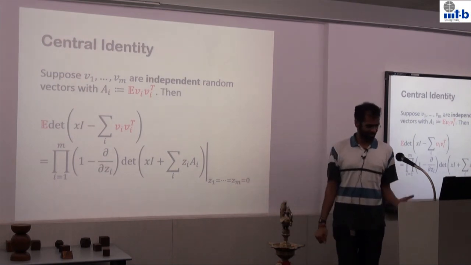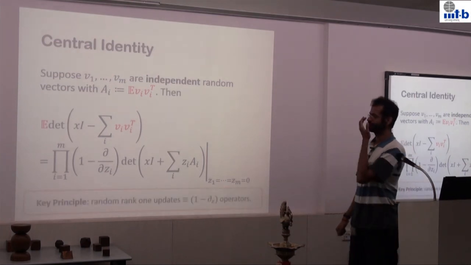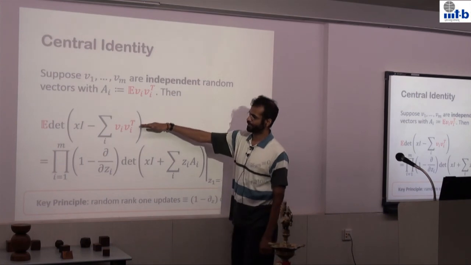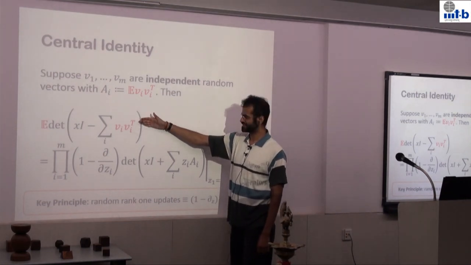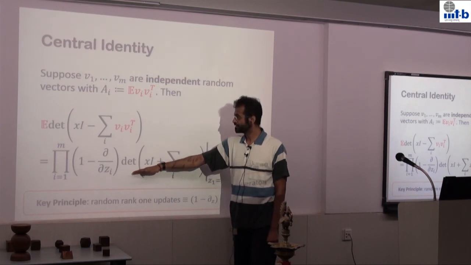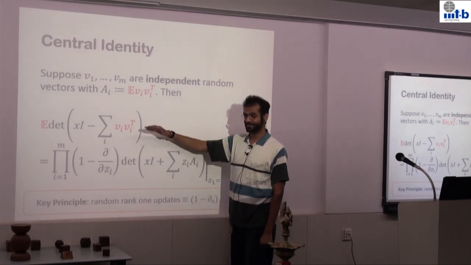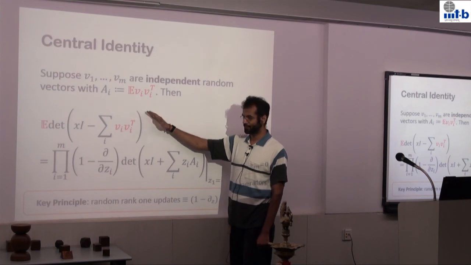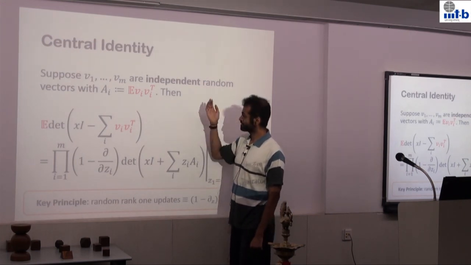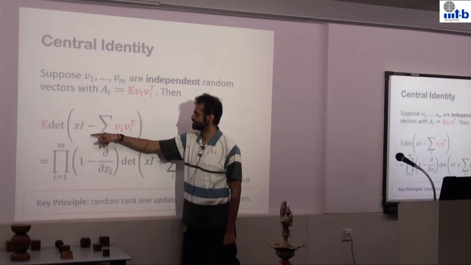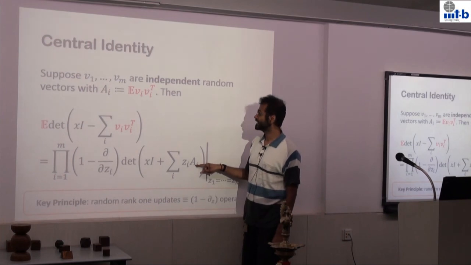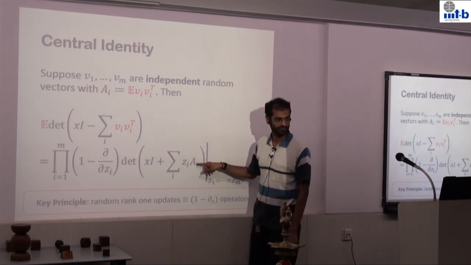So what this identity tells you is that adding independent random rank 1 matrices is the same thing as applying differential operators. And rank 1 and independent are critical here. If you drop any one of those things, nothing like this is true. Another way to view it is that this is an expectation of a determinant. Here I've taken the expectation inside, inside the Ai.